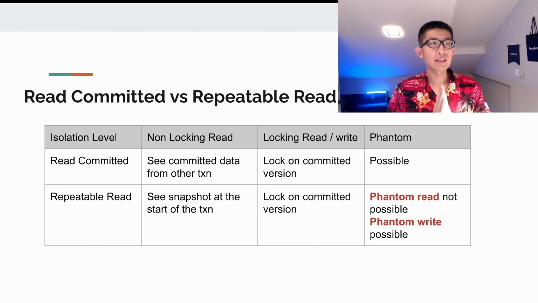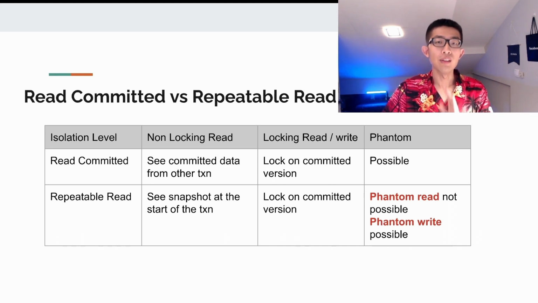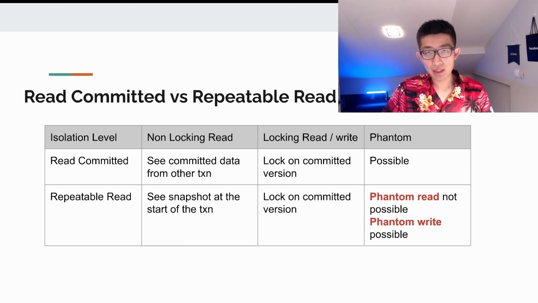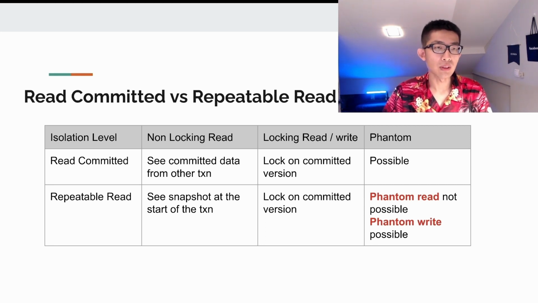To analyze an isolation level, it's important to analyze 3 scenarios. Non-locking read means just a normal read. Locking read or write, meaning when you read but you add for share or for update, which applies lock for your read. And phantom, meaning read multiple rows. We are interested in read committed and repeatable read. And repeatable read being the default isolation level for MySQL InnoDB engine.